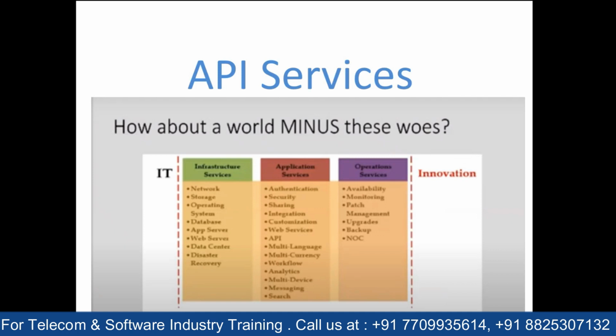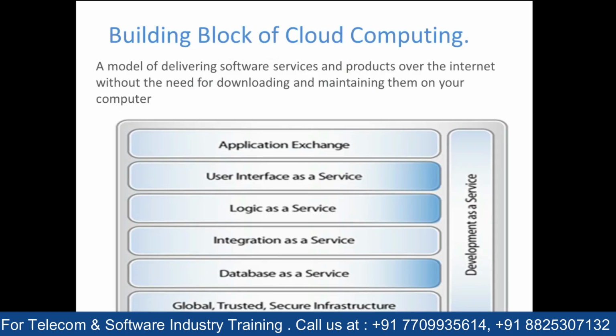So in this you will get your infrastructure services, in which you have your network, storage, operating system, database, app server, web server, data center, disaster recovery. Second, you will get your application services, in which you have authentication, security, sharing, integration, customization, web services, APIs, multi-language, multi-tenancy, workflow analysis, multi-device, messaging, search. And then we have operation services, that is availability, monitoring, patch management, upgrade, backup, NOC. And then finally we will get our result here. So we are going to use APIs here.